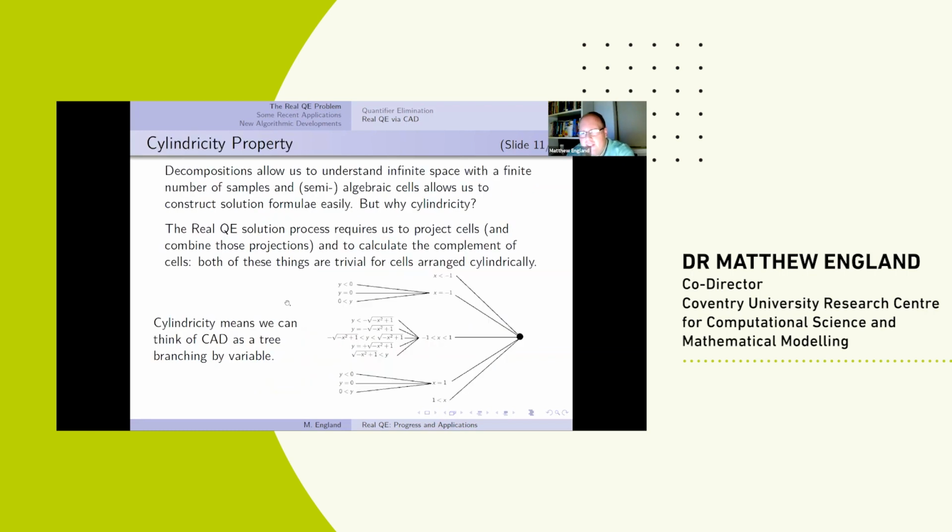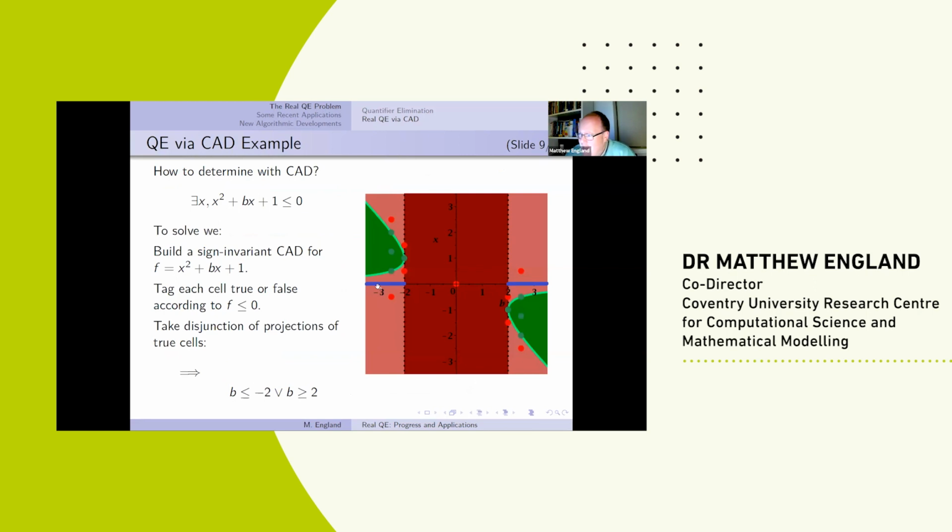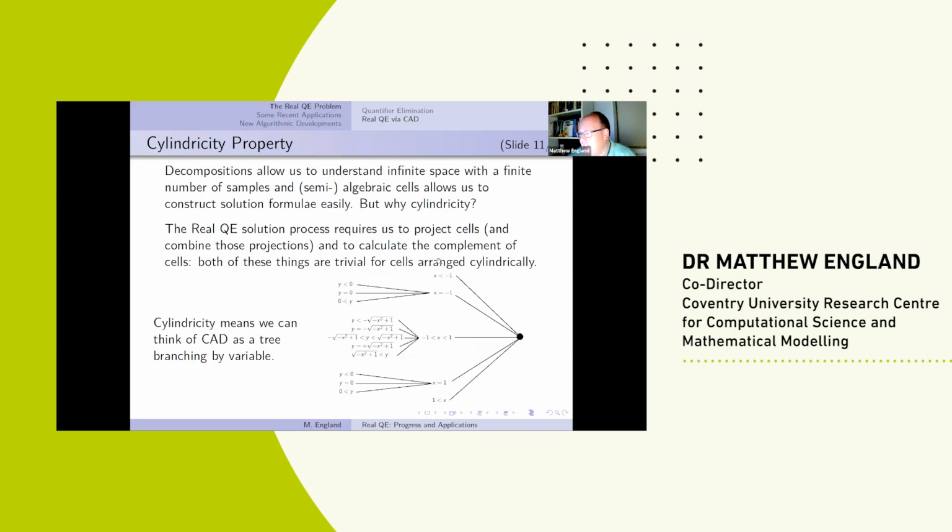So I said earlier that this cylindricity property was useful, and maybe I just want to reflect slightly on why that is. Once again, decompositions are useful because they allow us to understand infinite space with a finite number of samples, and the algebraic cells are useful because we can use them to extract the solution formula to build our quantifier-free formula from. But why is cylindricity useful? Well, when you have cylindrical cells, then projecting the cells, the bit where I squash things down onto the b-axis, that's a graphical idea. But if the cells are themselves cylindrical, that means that their boundary in that lower axis is explicitly defined as part of their construction. So when you have cylindrical cells, projecting is trivial, and so that allows them to be used for existential QE easily.